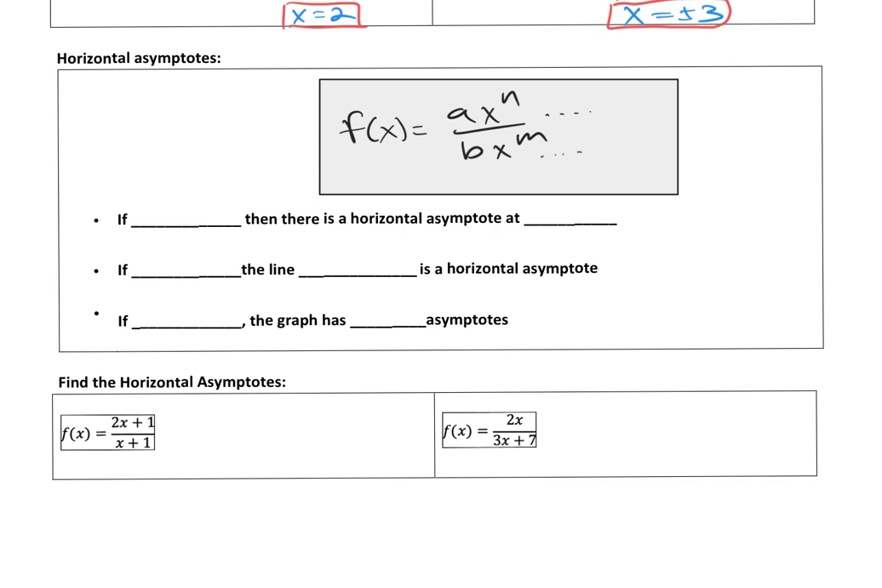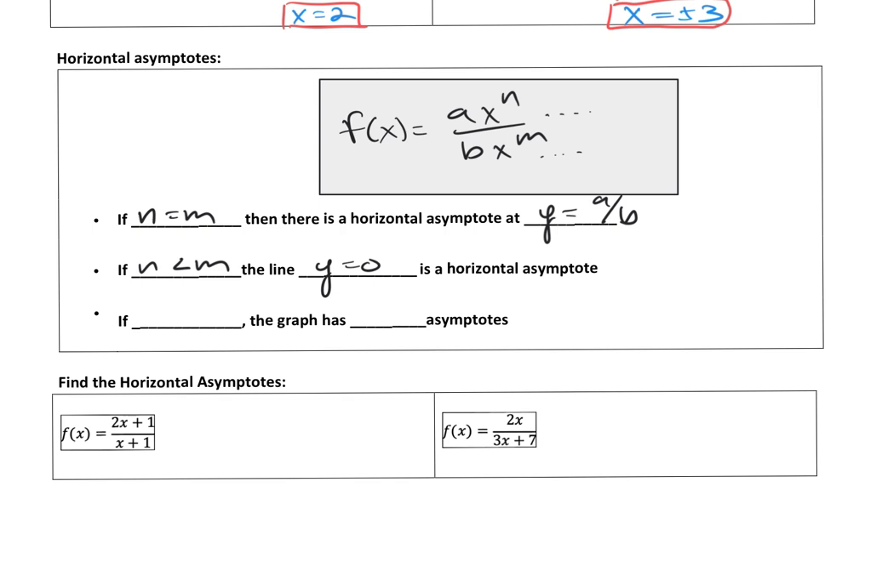So if our degrees are the same, if n is equal to m, then we're going to have a horizontal asymptote at the equation y is equal to a over b. So it's going to be a ratio of the coefficients for our biggest terms. If instead n is less than m, which means the bigger degree is in your denominator, then we're automatically going to have the line y is equal to 0 as our horizontal asymptote.